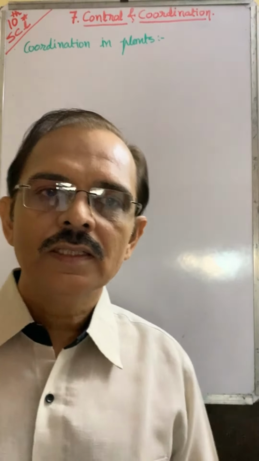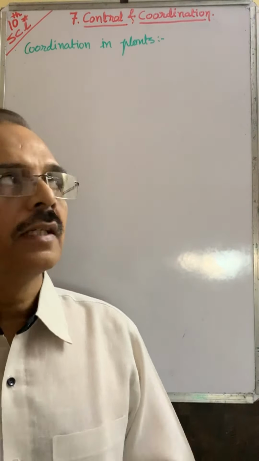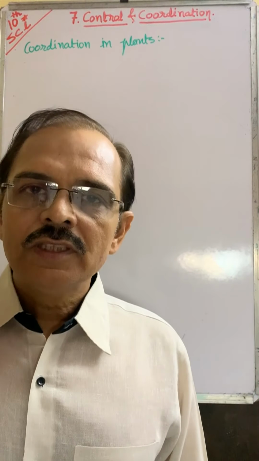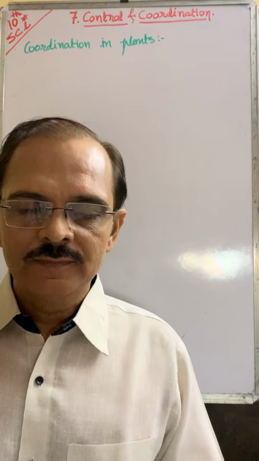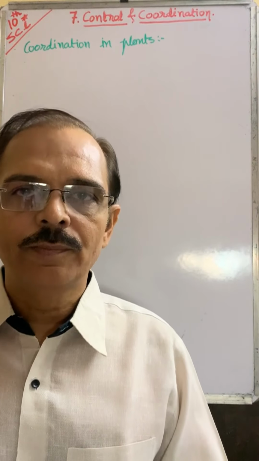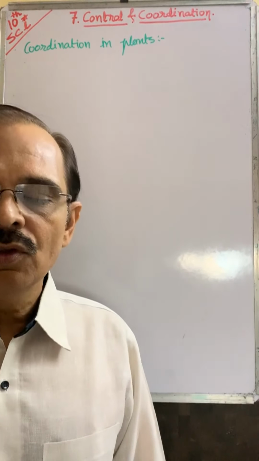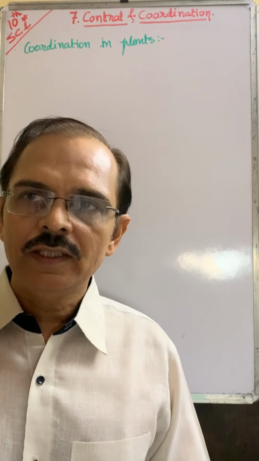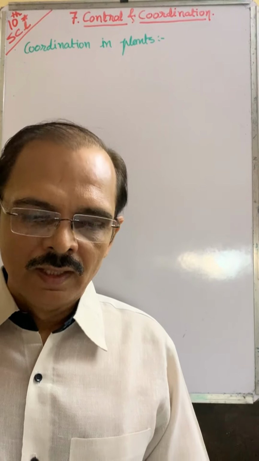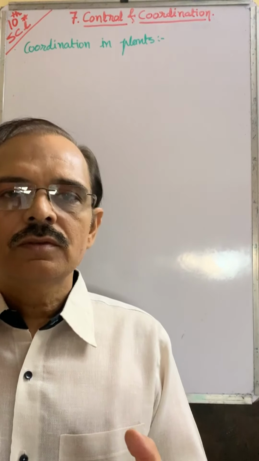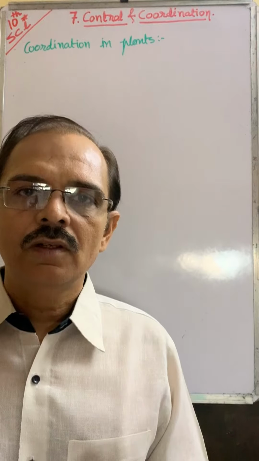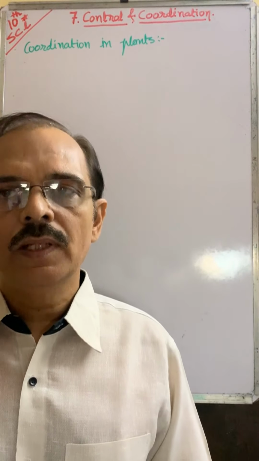Hello everybody, now let us start a new point of this lesson, that is coordination in plants. Hormones in animals, we will learn later, last topic of this chapter. But now coordination in plants. See, plant is also called living organism or living thing. So how coordination occurs in between two organs or for growth and development of plants?